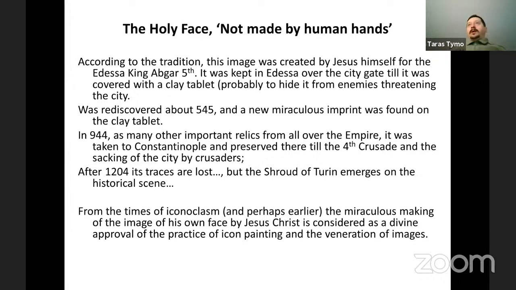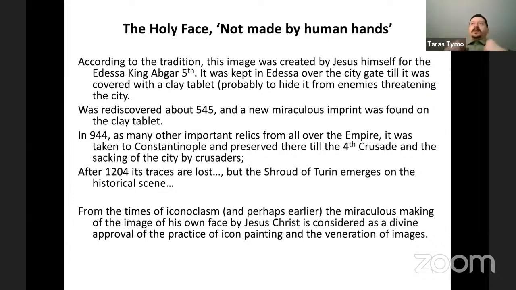So another thing that this Shroud of Turin, if it was the Shroud of Turin, was preserved in Edessa, also wrapped in a precious, what's the word?